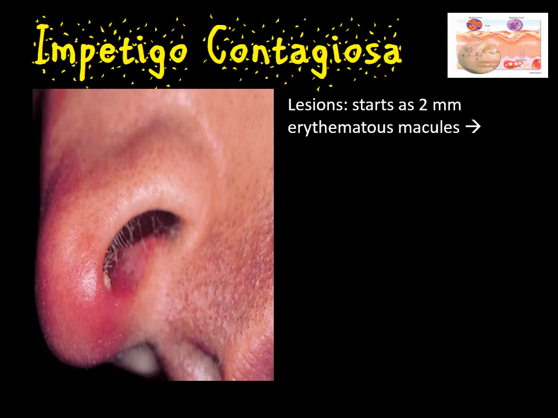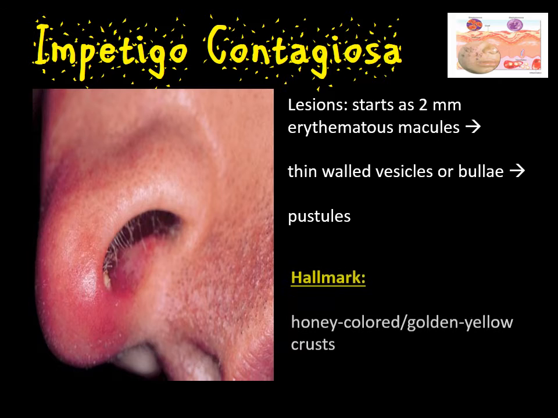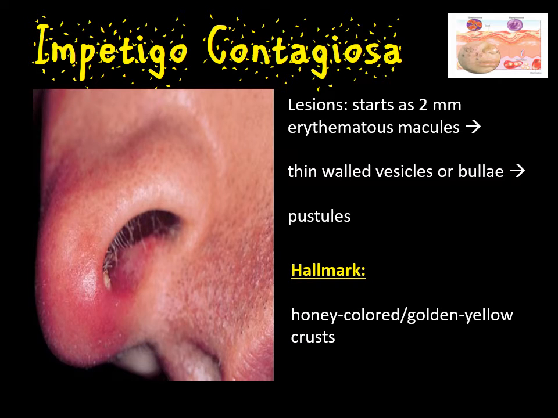The initial lesions are small vesicles or pustules that rupture and become a honey-colored crust with a moist erythematous base. This is the hallmark for impetigo. Impetigo is usually a self-limited process that resolves within 2 weeks.